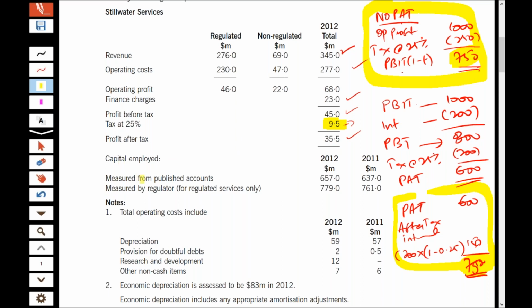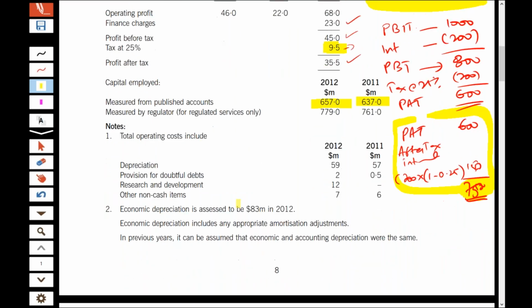You have been given the capital employed from the published accounts, 2012, 2011, both 36, 37, etc. Now let's talk about each one of them. So we are being told about the operating cost. I'll read through the question, then I'll attempt. We have been given the operating cost, which includes depreciation, provision for bad debt, R&D, and other non-cash items.